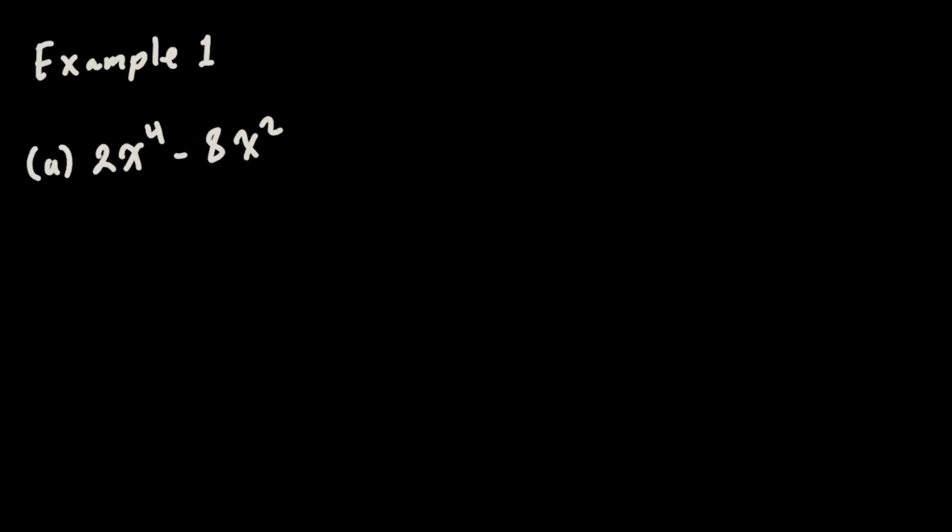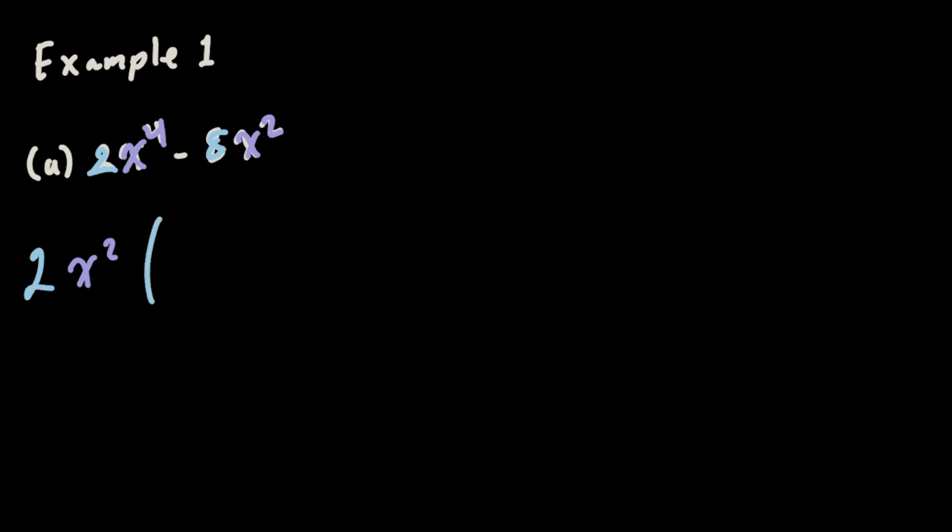Let's see an example. Example number 1 says we have this expression here and we want to factor it. As you can notice, here we have a 2 and here we have 8, so we can just take the 2 as a common factor. For x, here we have x to the power 4 and here we have x to the power 2, so we're going to take x to the power 2 as a common factor.